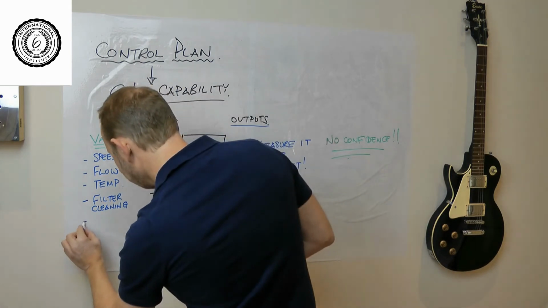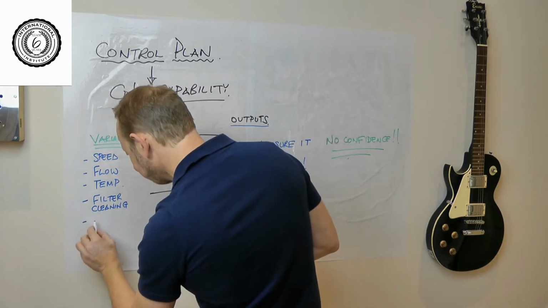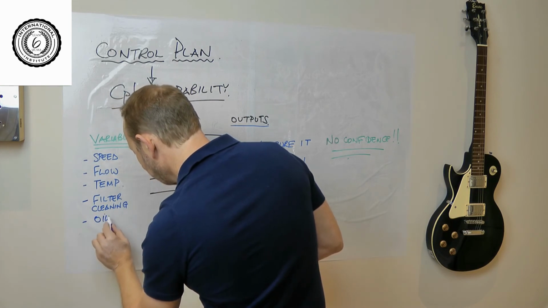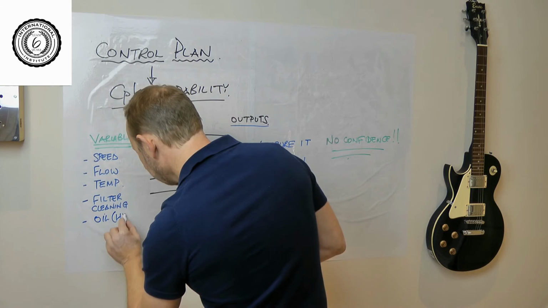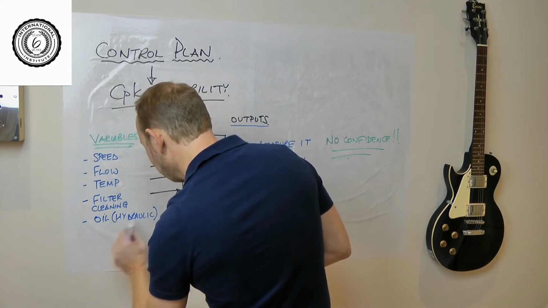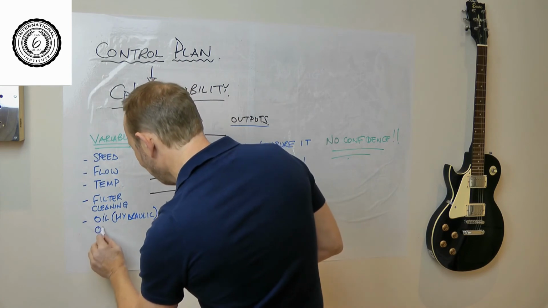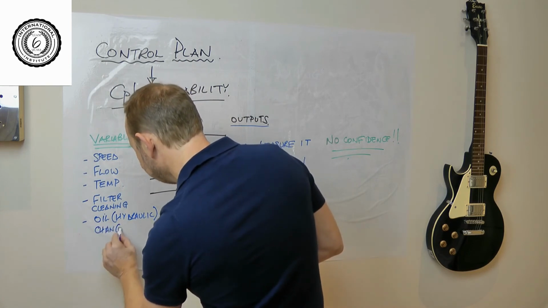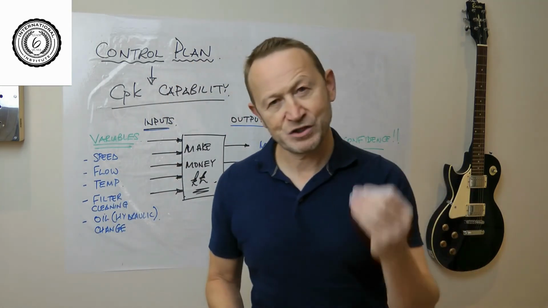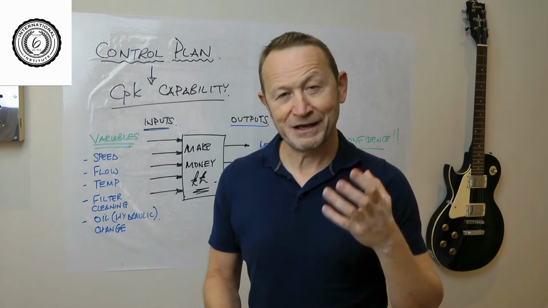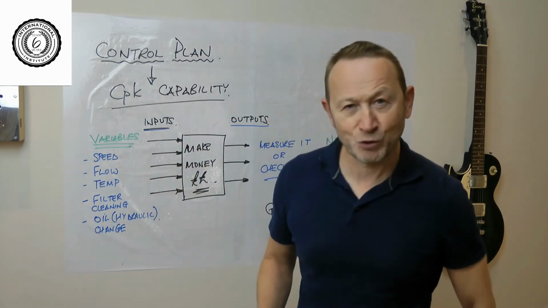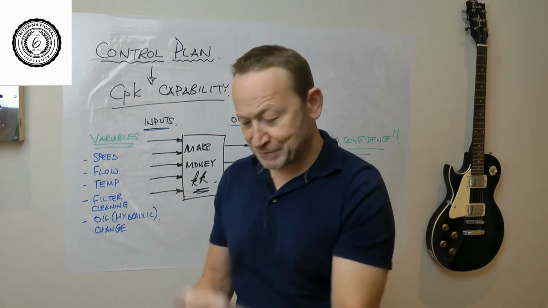So could be, I don't know, let's have a think here. We're going to check the hydraulic oil, maybe change it once a year, something like that. Yeah, so the oil change routine. But they're individual, very specific variables. And then what a control plan does, it specifies the rule and it locks them down.